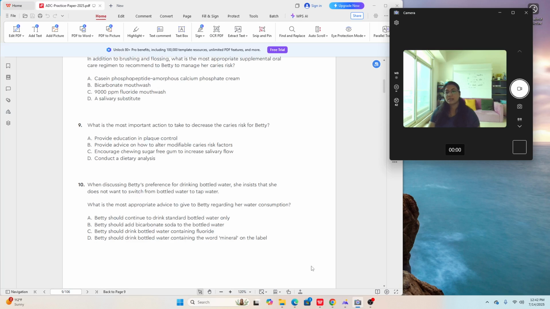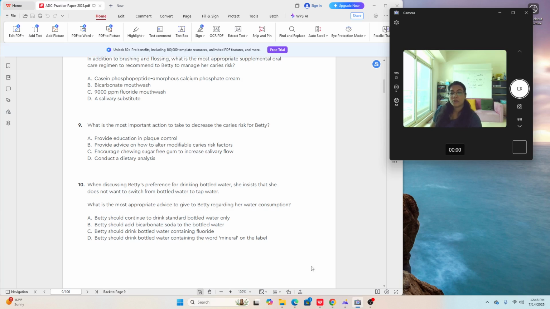Now, when discussing Betty's preference for drinking bottled water, she insists that she does not want to switch from bottled water to tap water. Like the example I just gave, where my son wants to have a biscuit and I cannot say no to it. So Betty insists that she just wants to drink bottled water. What is the most appropriate advice you would give to Betty regarding her water consumption? You cannot say no to it because the patient is insisting that they want it.